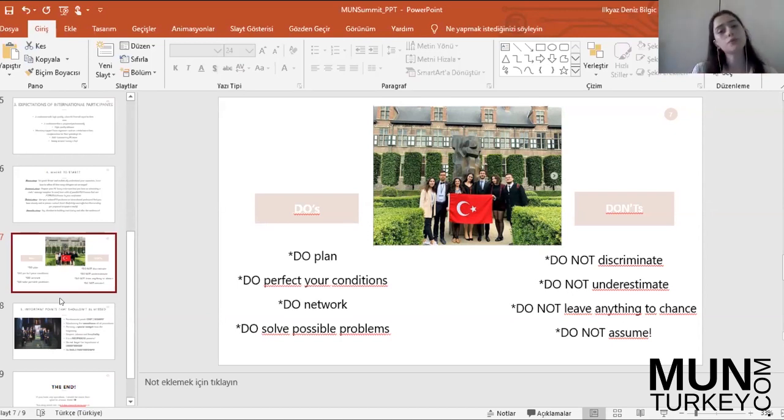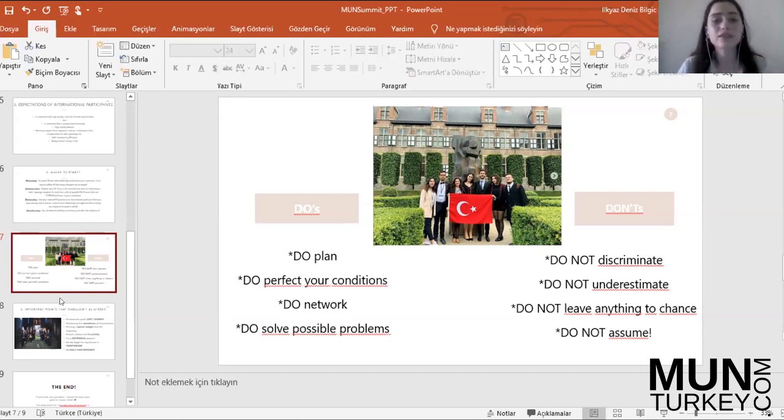So what are the don'ts? Do not discriminate and do not underestimate when foreigners come to your conference. At this point, you should have in mind that you're not only representing your conference, but also your country, just the same as in tourism. So that's why do not discriminate and do not underestimate the potential of those delegates.